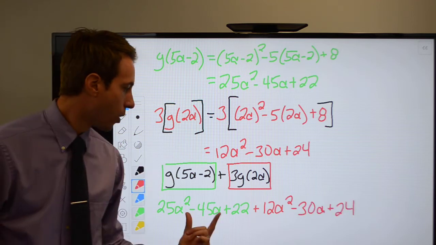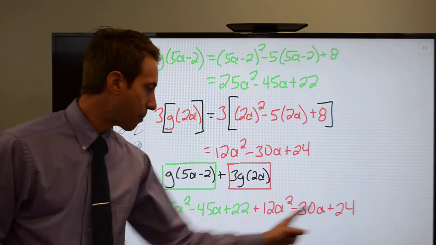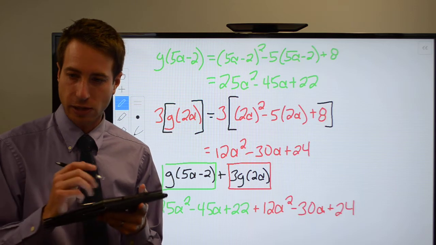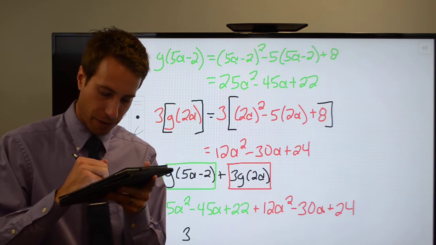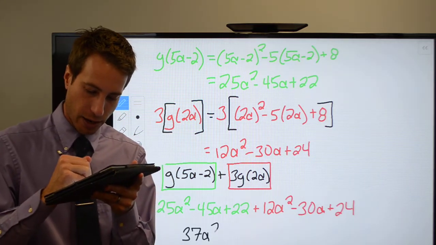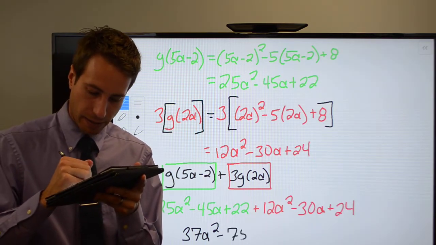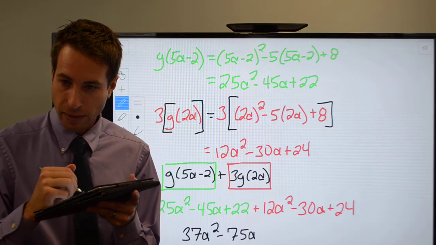All right, awesome. There we go. Got my two pieces. I don't have to worry about parentheses because I don't need to distribute a minus sign. Go ahead and combine your like terms, and you should get a final answer of 37a squared minus 75a plus 46.